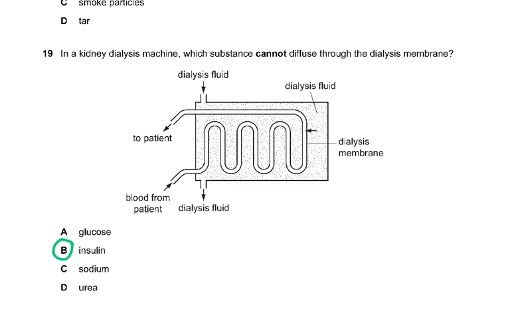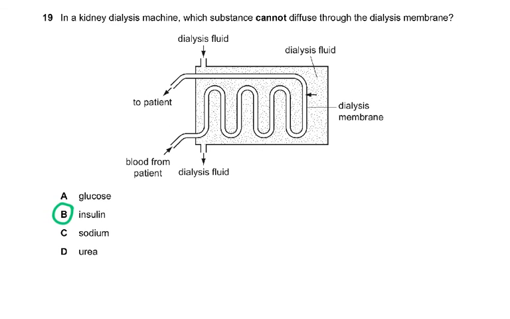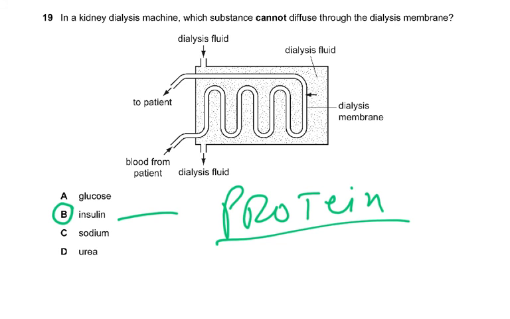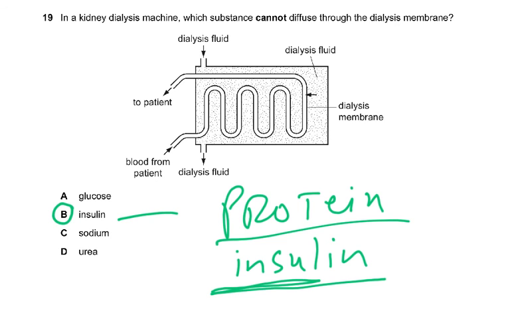Then 19. In a kidney dialysis machine, which substance cannot diffuse through the dialysis membrane? Very, very easy. It had to be a protein. Now, they didn't give you a protein, because this is what is written in the syllabus, protein molecules. But then when they gave you insulin, it's only the very smart students. I wouldn't say clever, I wouldn't say intelligent, I would say hardworking students who have revised their biology and who know that insulin is a protein molecule.